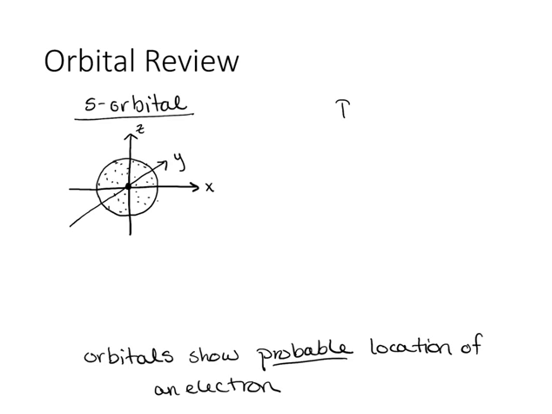Now what about p orbitals? What shape does a p orbital have? It kind of looks like a dumbbell, right? Or a figure 8. So I'm going to draw our axes again.